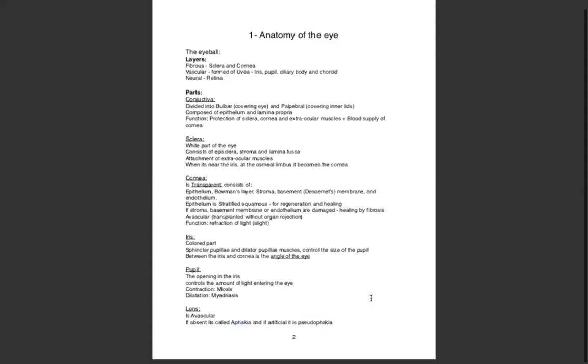The iris is the colored part. It dilates and constricts the pupil, okay? And the pupil has two conditions we can mention. Contraction causes miosis, dilatation causes mydriasis. These are two conditions you need to be clear on, because the vocabulary comes up a lot. The lens is also avascular, and when it's not there, we call it aphakia, and when it's artificial, we call it pseudophakia, okay?